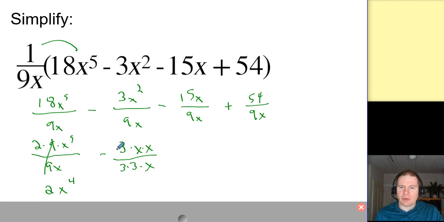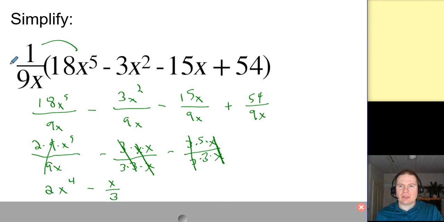Over here, I don't have a 9 in my numerator, but I do have a 3. So I can cancel those two 3's, cancel those two x's. I'm left with x over 3. Here, 15, that's 3 times 5. 9, 3 times 3. 3's cancel, and x's cancel.